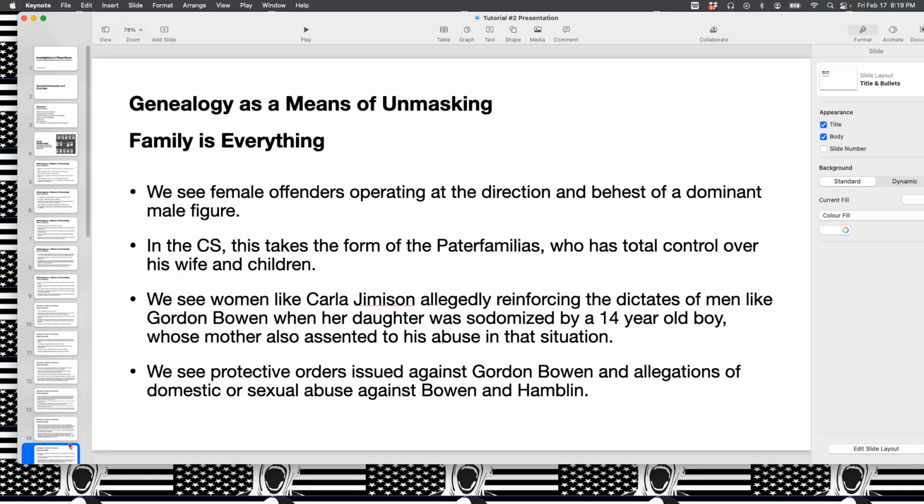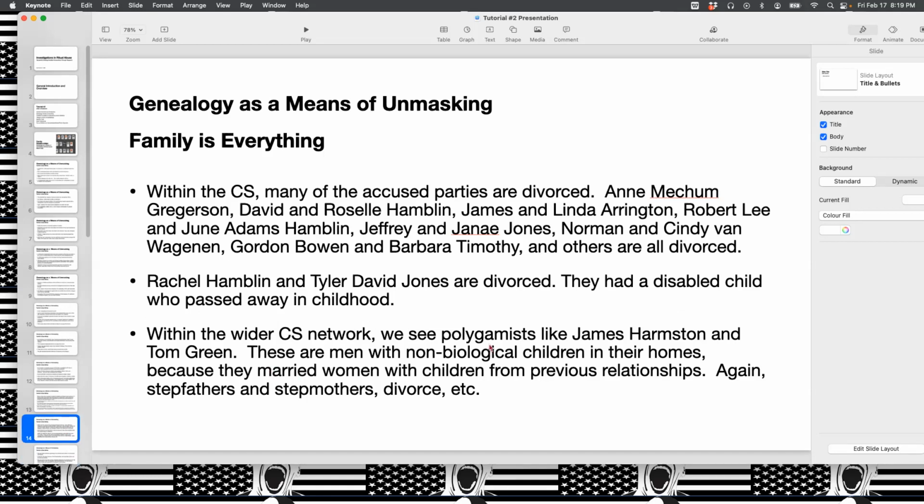So within the wider CS network, you're going to see polygamists like James Harmston and Tom Green. These are men who have non biological children in their homes because they married women with children from previous relationships. And this is a matter of convenience for them. In the case of Tom Green, he married three of his stepdaughters. That means that the women that he was married to had daughters, and he married three of them, two when they were 14 and one when she was 13.